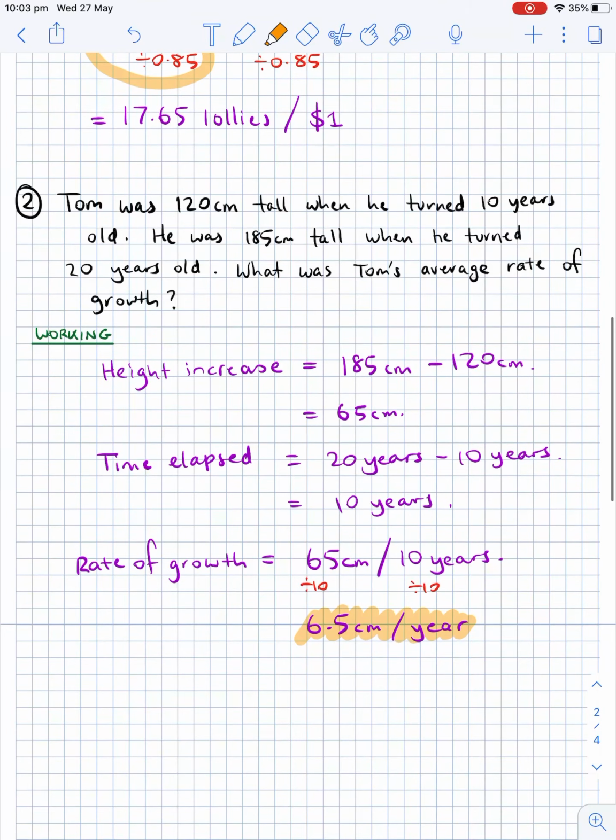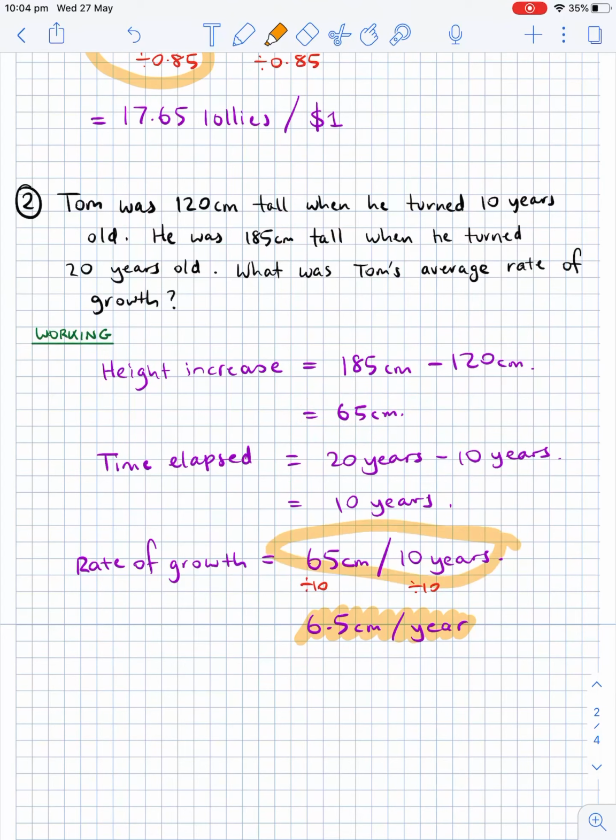Here's another question. Tom was 120 centimeters tall when he turned 10 years old. So that's how tall he is at 10 years. He was 185 centimeters tall when he turned 20 years old. What was Tom's average rate of growth? You've got to think to yourself here, he's going from this height to this height, and that's taking him 10 years because he's going from 10 years to 20 years. So the height increase, he went from 120 up to 185, so he increased by 65. The time elapsed is the difference between 10 and 20 years. That's 10 years. So therefore, he went up 65 centimeters in 10 years.